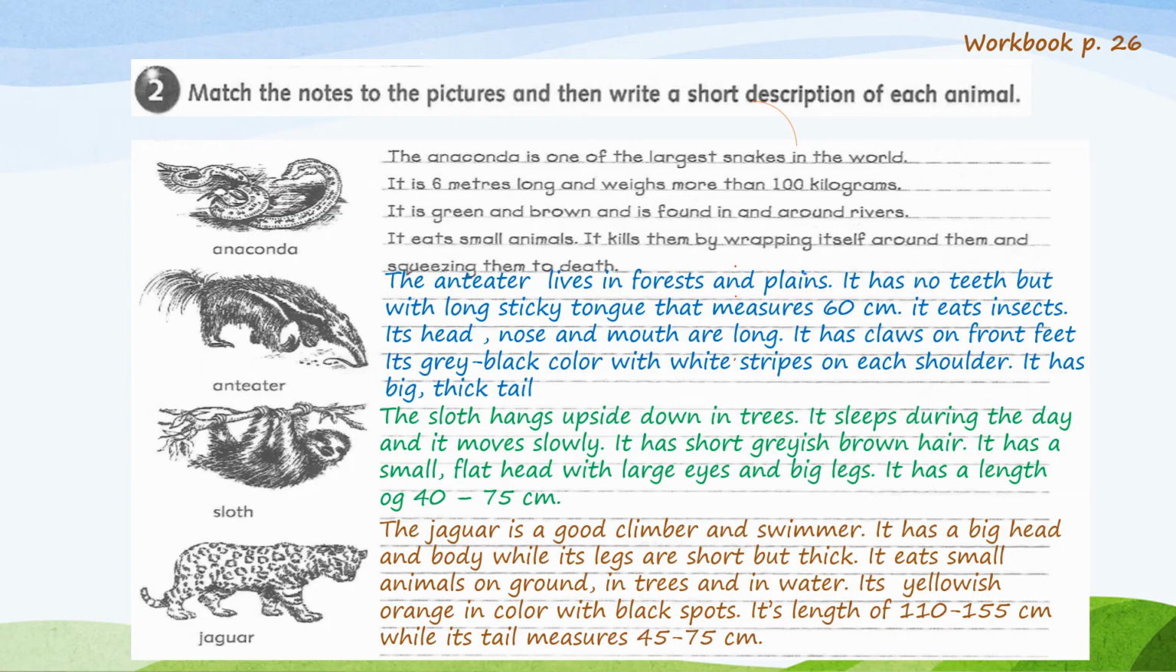The jaguar is a good climber and swimmer. It has a big head and body while its legs are short but thick. It eats small animals on ground, in trees, and in water. It's yellowish orange in color with black spots. It has a length of 110 to 155 centimeters, while its tail measures 45 to 75 centimeters. So these are just examples and a guide on how you can describe those animals in the notes of Hudson.